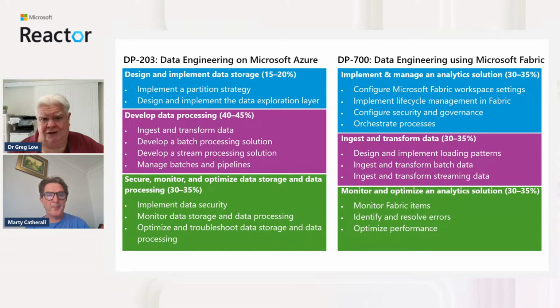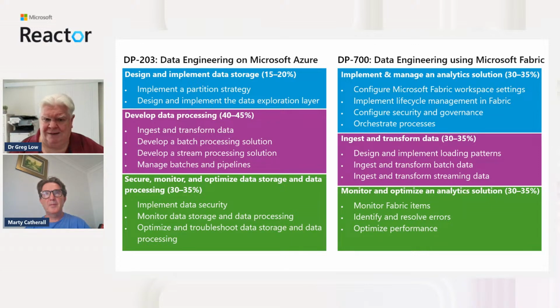And so if you look at the first section, there is implement and manage an analytics solution. That says 30 to 35% of the questions. And so this is the configuration and governance and those sort of areas. So how do we do lifecycle management? How do we configure things in the workspace? And that's going to include things like capacity settings and all those sorts of things. How do we orchestrate processes? And so this will be, how do I make pipelines work? How do I schedule pipelines? How do I configure things in pipelines? How do I do the security surrounding areas like pipelines?